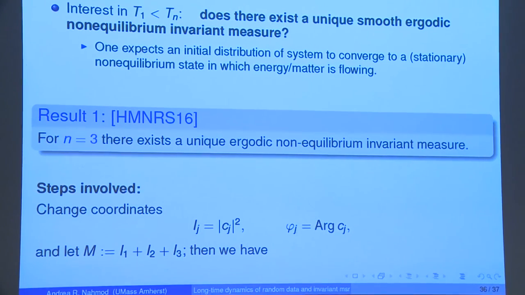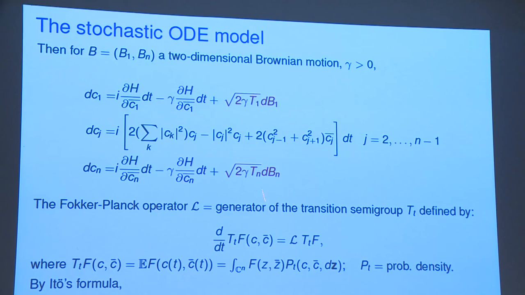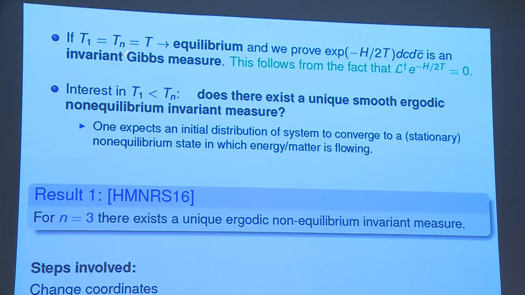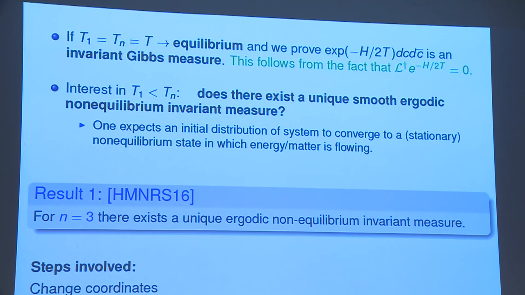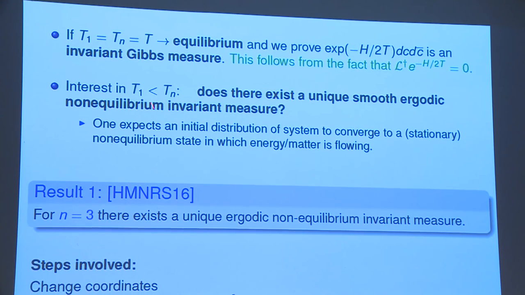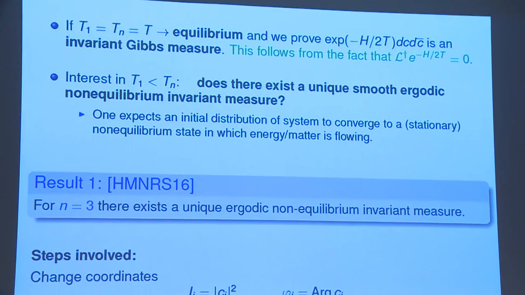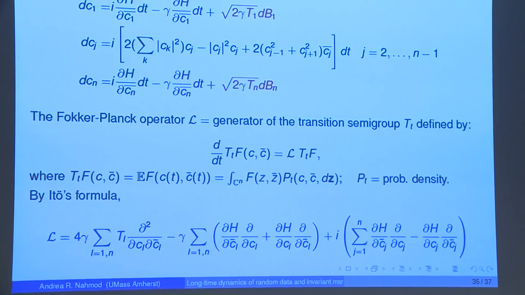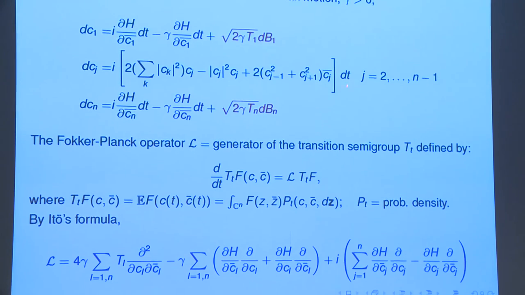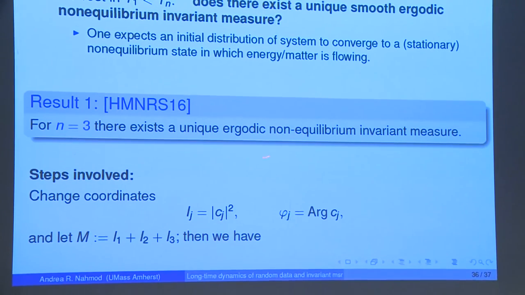The first thing that you can prove is that if you are at equal temperatures, T1 equals TN, then this system indeed relaxes to an invariant Gibbs measure. All of that follows from the fact that if you look at the adjoint of the Fokker-Planck operator on this, it is zero. What is interesting is the non-equilibrium case, what happens at different temperatures. You want to prove whether there exists a unique, smooth, ergodic non-equilibrium invariant measure that has this transfer of energy. And the answer is that if you have three modes, in other words, only one, two, three, so J is two, then we can prove that.